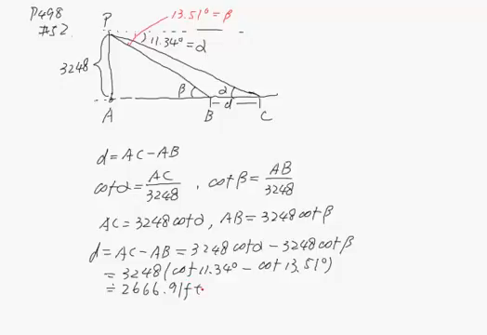Okay, and then let's change this to miles. So this is approximately equal to 2666.91 over 5280 miles. Okay, because 1 mile is equal to 5280 feet.